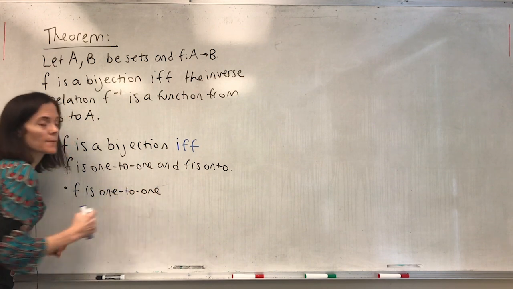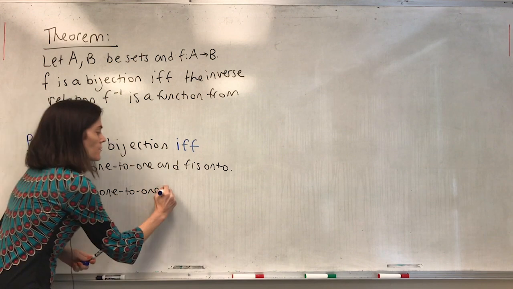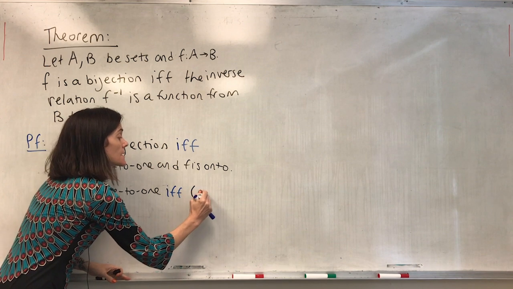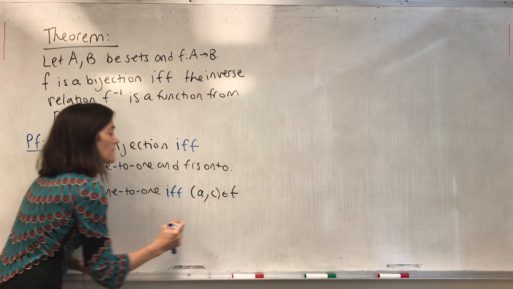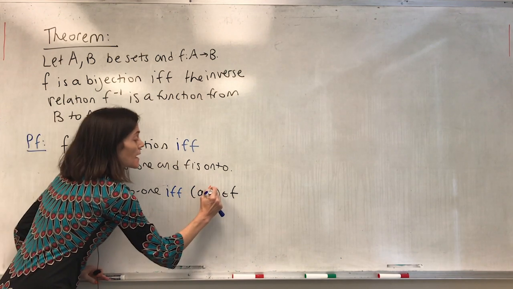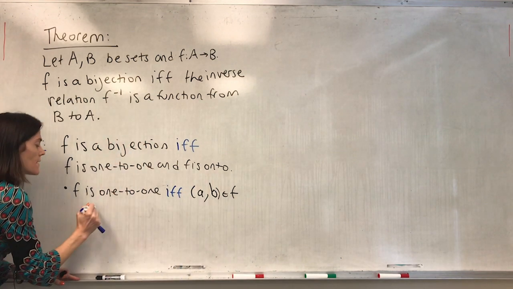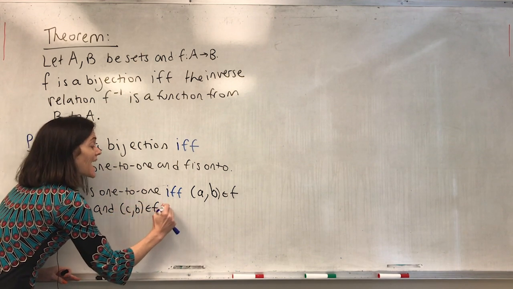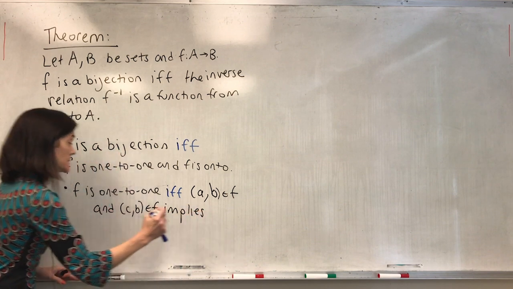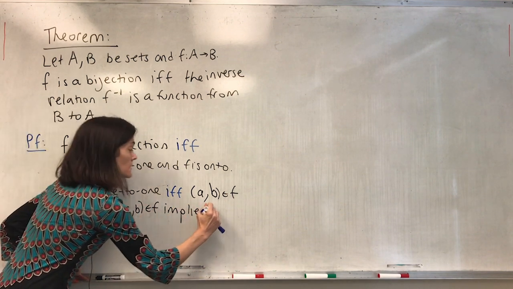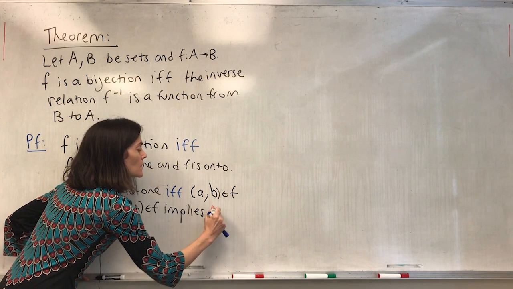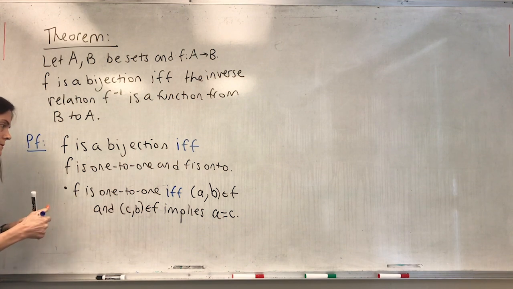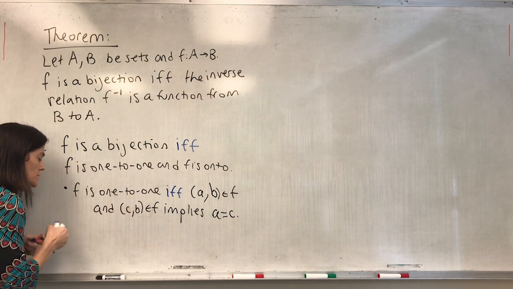This we discussed last time, but I'll do it briefly, if and only if. Well, what does it mean? It means if you take, let's say, (A, C) in F and, maybe I should call that B, (A, B) in F and (C, B) in F, this implies that A equals C. And this is the case. So this holds.